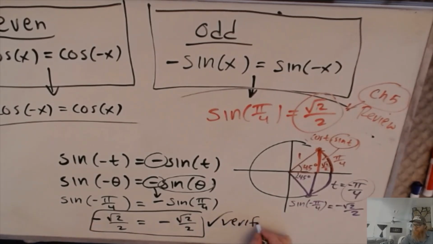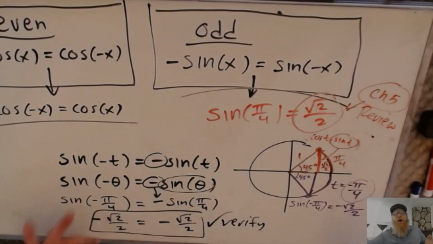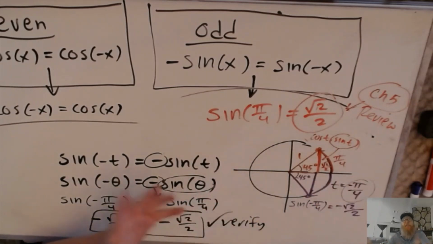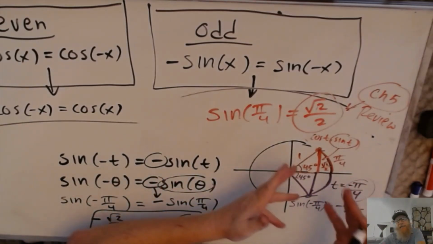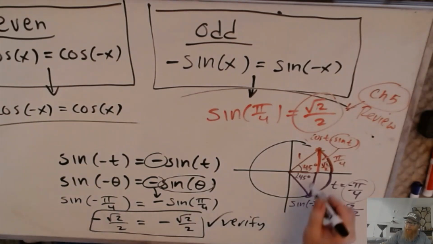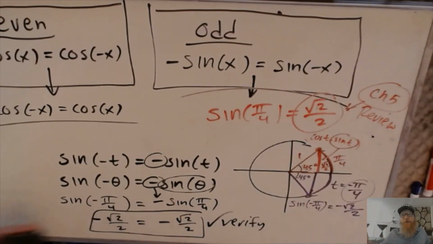So this doesn't prove anything. All this does is verify that this function is, in fact, an odd function, at least for this particular angle. It's true for every angle. I'm not going to sit here and go through every single angle. I'm just going to demonstrate it for one angle, and then you're just going to have to trust me or just understand that it's an odd function. Okay? And if you don't understand, then just trust me. It's odd.